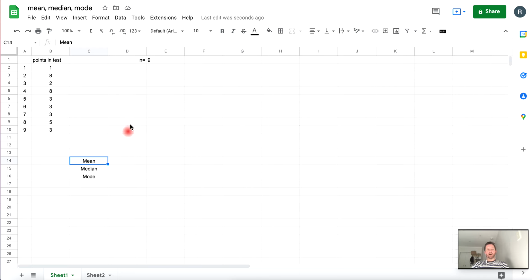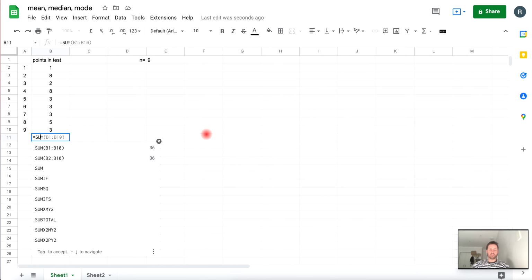In our current example, we have a data set. It contains 9 rows, and this is about students taking a test and their test scores. As you can see, they range from 1 to 8. What we're going to do now is calculate the mean quite easily within Google Sheets.